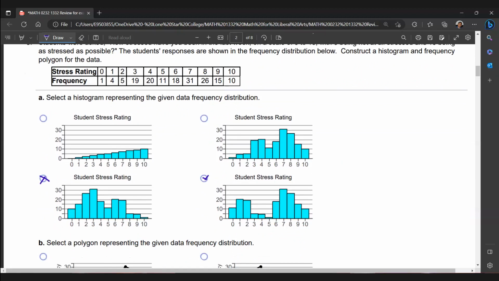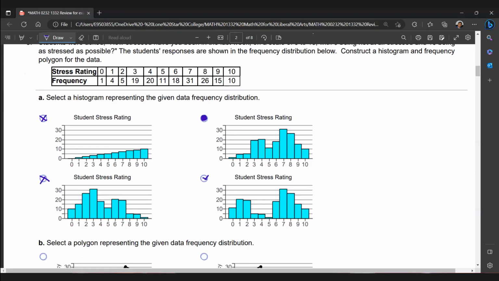Rating of 1, that was close to 4. Now, I think this one doesn't make any sense. So therefore, we're going with this option right here. And then notice that 2, 5, that seems pretty close. 3, maybe 19. Yeah. Okay, so I'm good with my selection there.